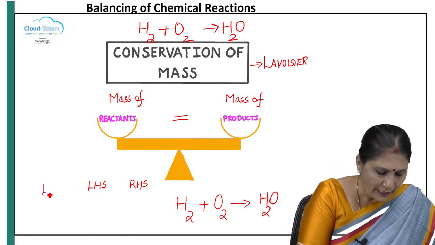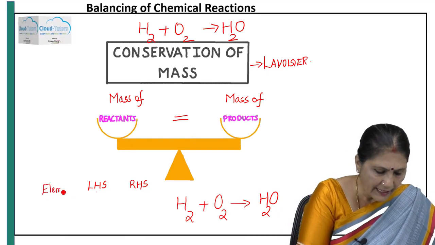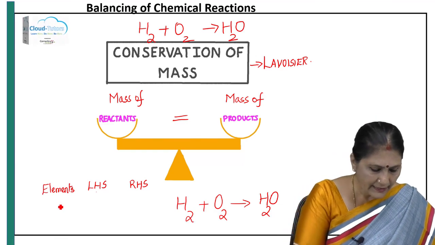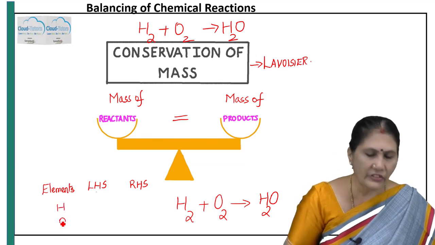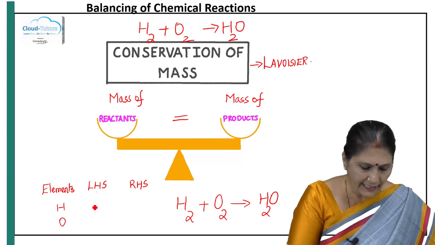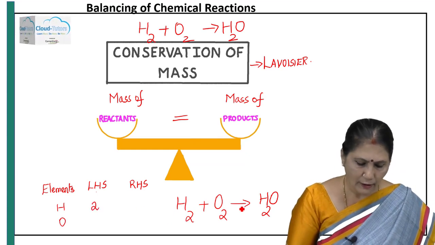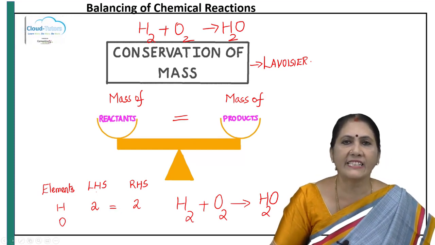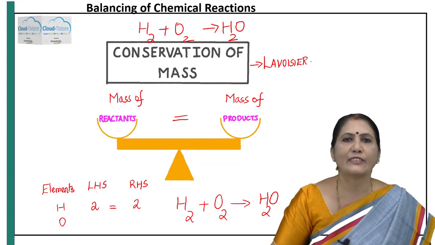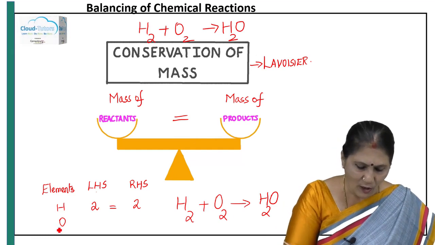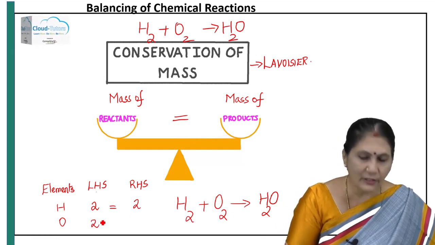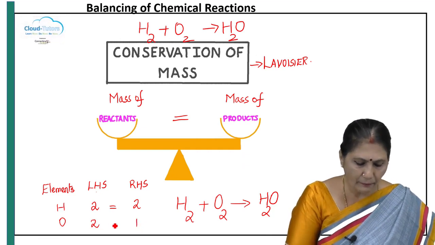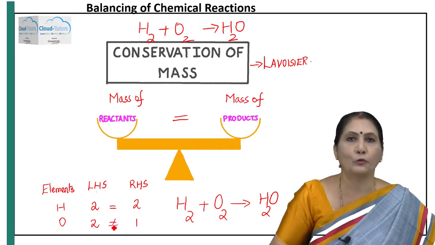Now I have to write down the elements which are there in the particular equation. Now there is hydrogen, there is oxygen. Now on the left hand side I am having 2 atoms. Here also it is 2. That means it is equal. The number of atoms of hydrogen are equal on both sides of the reaction. Now oxygen, on the left hand side it is 2. But on the product side it is just 1. That means it is not equal.